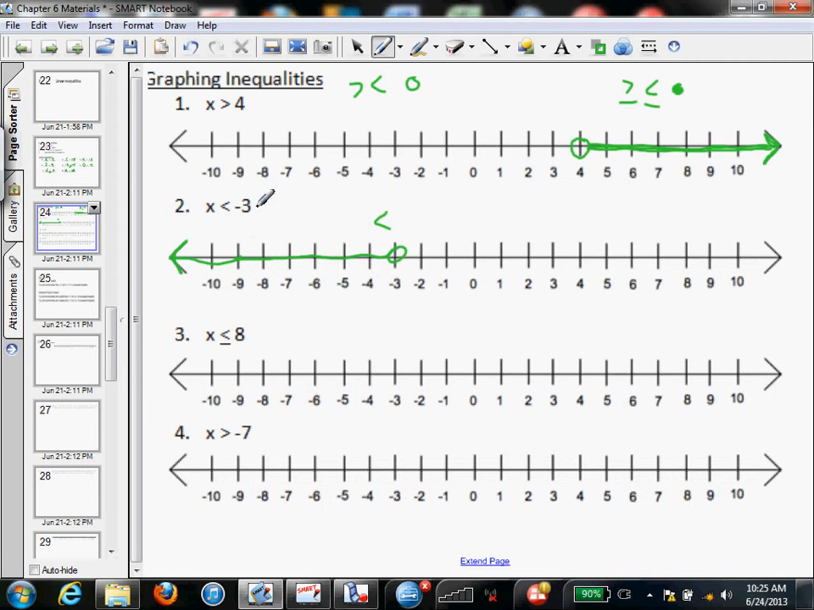What values will happen whenever negative 3 is larger? That's going to be anything that's smaller than negative 3, so just keep going down this negative scale.